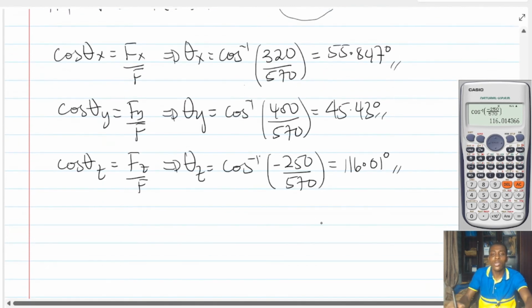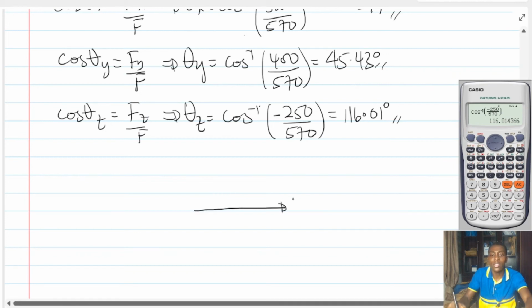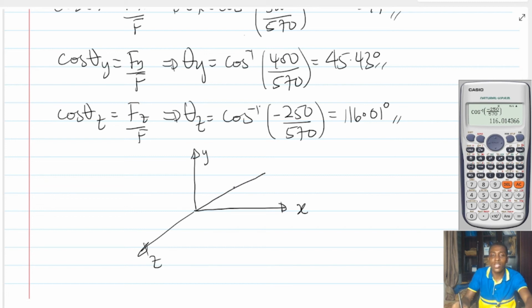So the force has a magnitude of 570 newtons. If I try to illustrate this force, it has a component along the x direction, a component along the y direction, and then the z direction. And this force is actually in space. This is not in this plane, please.